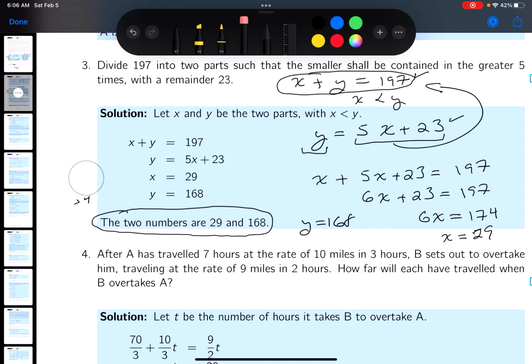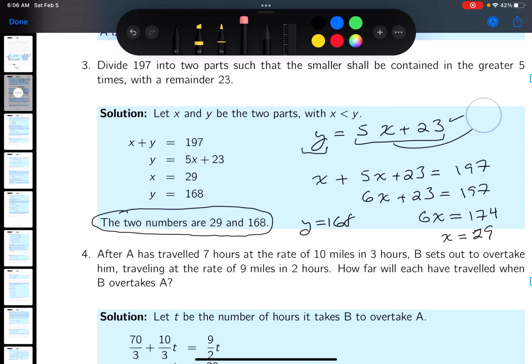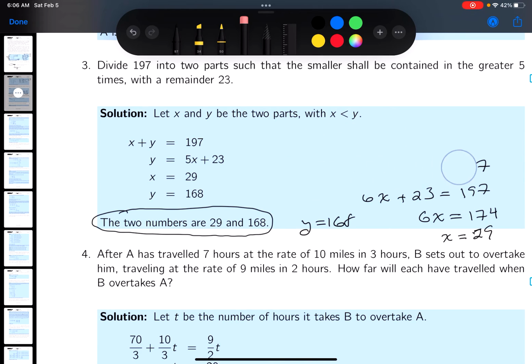I'm going to erase this over here. Everything you need is written in the blue area. I wrote this down, I wrote this down, I wrote this down. What I didn't write down is my algebra work over here, but my algebra work resulted in these results.